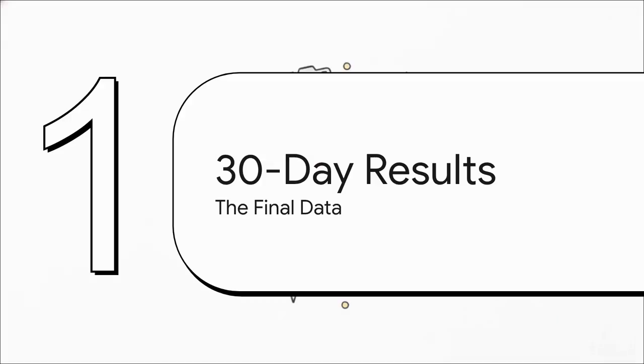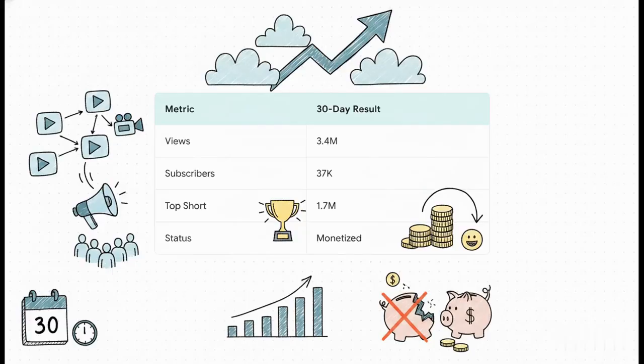Finally, let's look at part 6, results of the 30 days. After successfully navigating niches and troubleshooting algorithms, let's look at the hard data from this methodical 1-month challenge. 3.4 million total views. 37,000 new subscribers, a top short sitting at 1.7 million views all by itself. And maybe the most important part, they successfully reached the first stage of YouTube monetization from absolute zero.